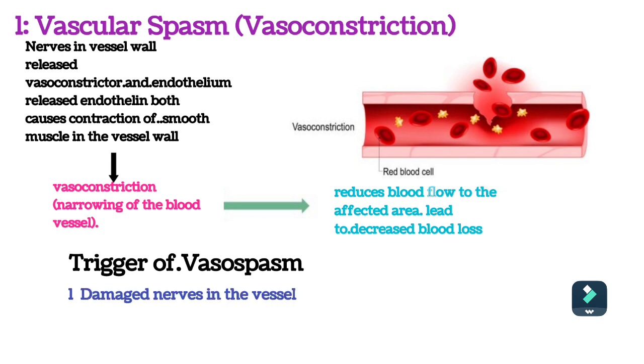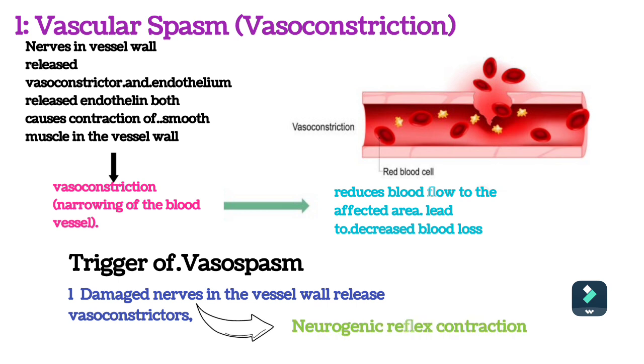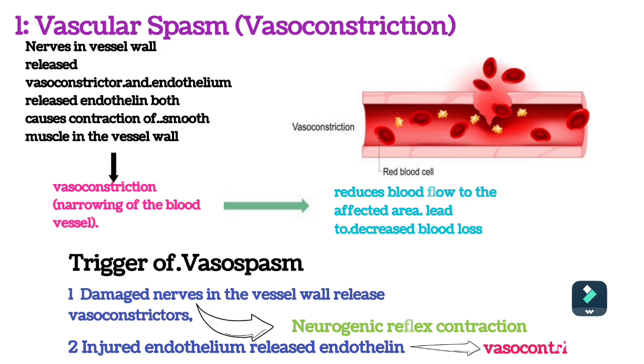Triggers of vasospasm. 1. Damaged nerves in the vessel wall release vasoconstrictors, leading to a neurogenic reflex contraction. 2. Injured endothelium releases endothelin, which also causes vasoconstriction.